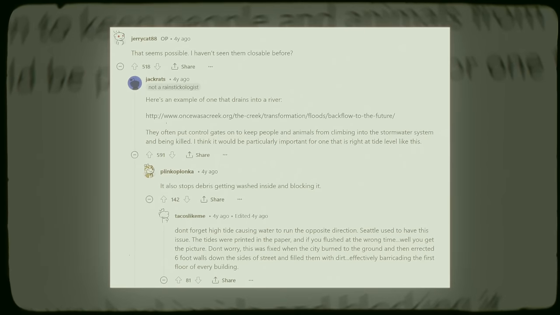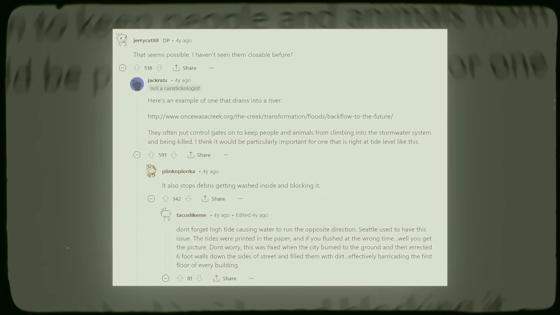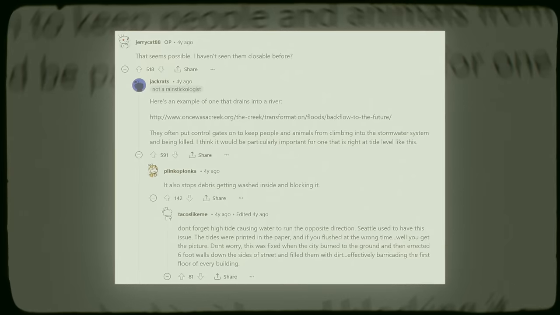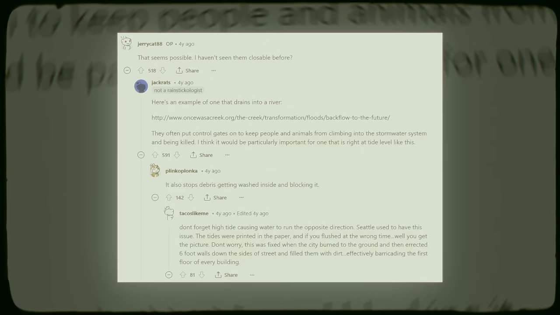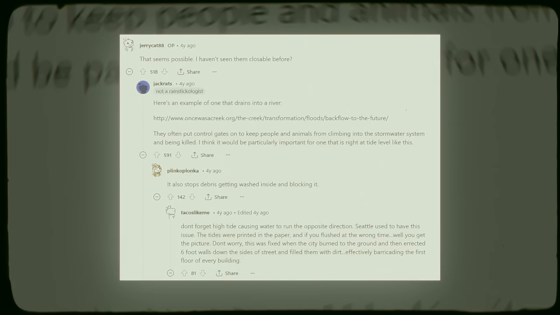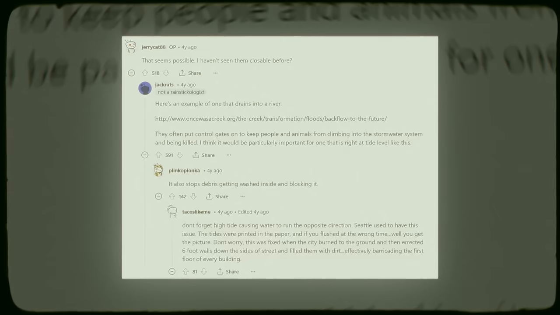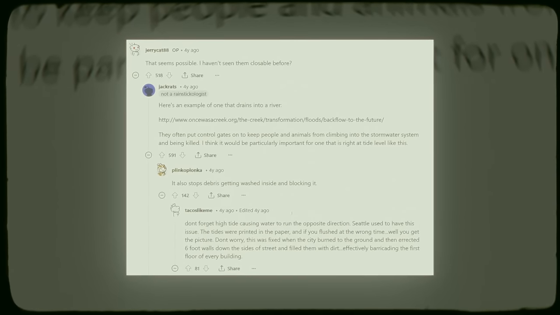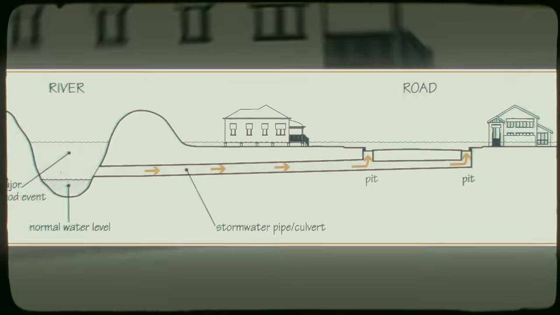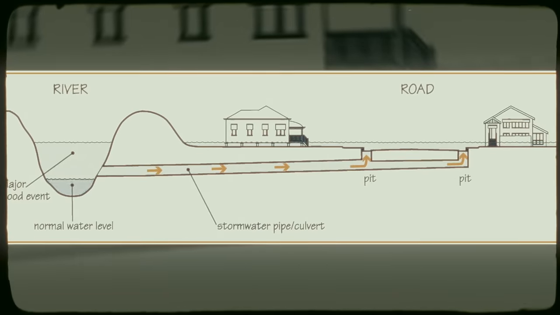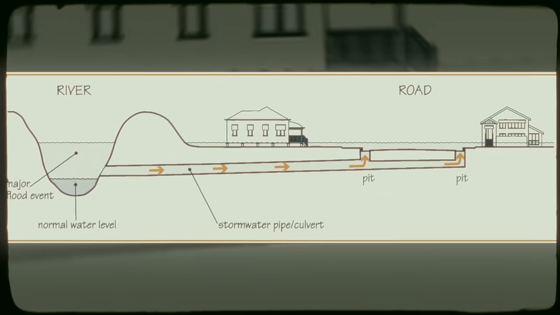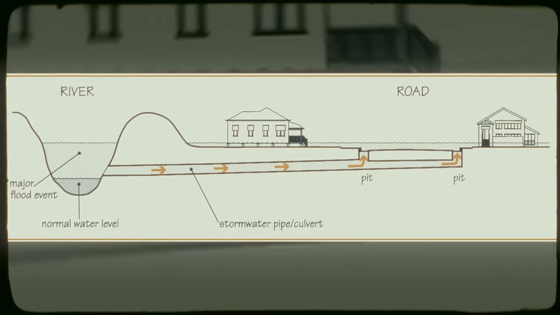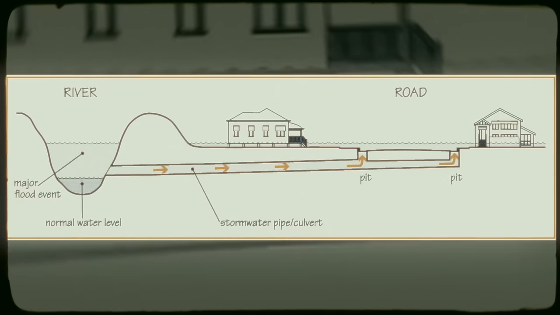It was there that it was discovered that the check valve or drain is known as a flapgate valve or a floodgate gap. There are various different types of these contraptions that are used to filter water. Plinko Plonka also stated that these drains prevent debris from getting washed into the drain and blocking it up. Another explained that high tide can also cause water to run in the opposite direction, and these closing gates stop such a thing from happening.